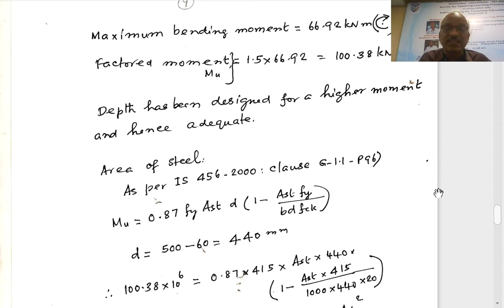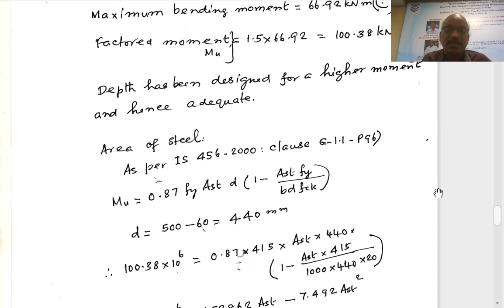Therefore, the thickness need not be checked here. So directly, the area of steel. The area of steel is again as given in the code book. This is the formula. So you have to use 100.38 in the place of mu, and the Fy is the same, 415.